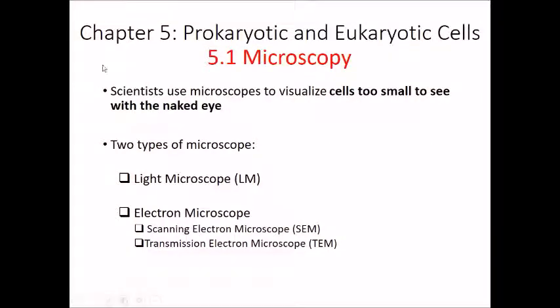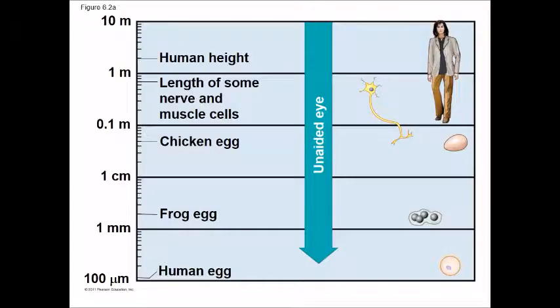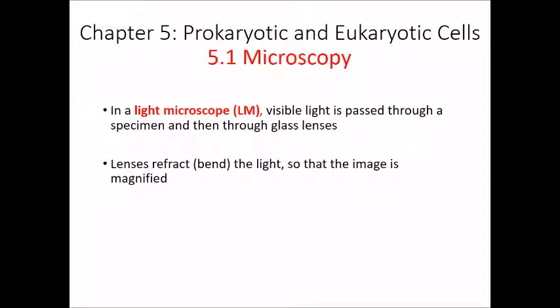So scientists use microscopes to visualize cells that are too small to see with the naked eye. There are two typical types of microscope, which are the light microscope and the electron microscope. So let's look at the first type of microscope, which is the light microscope.